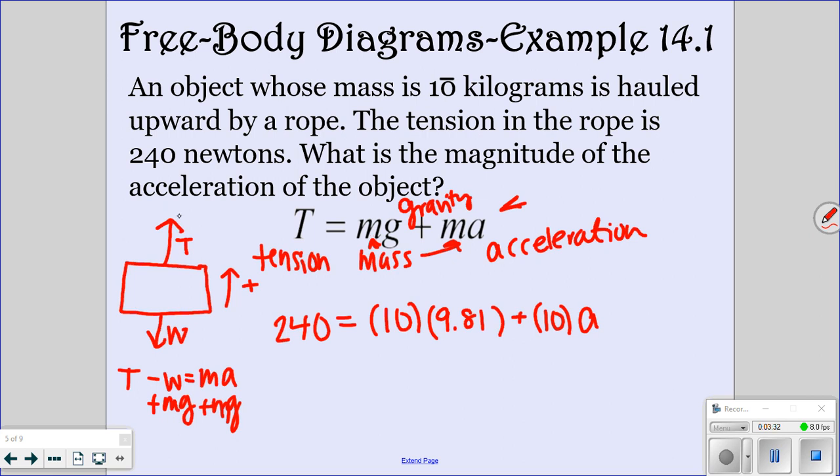So that's where your free body diagram is coming in. Tension is going this way. The weight is pulling down, always down to the ground. And it says it's hauled upward, so that means that our acceleration has to be going up.